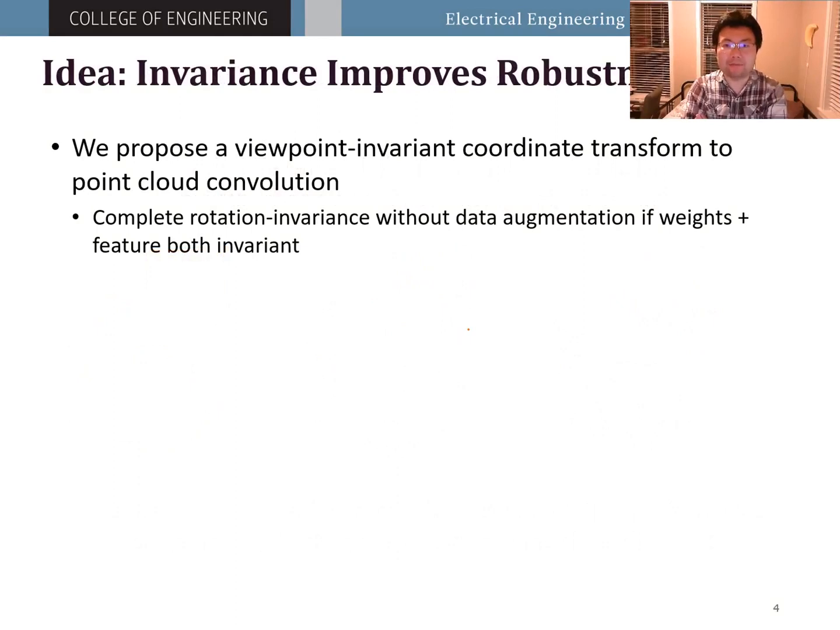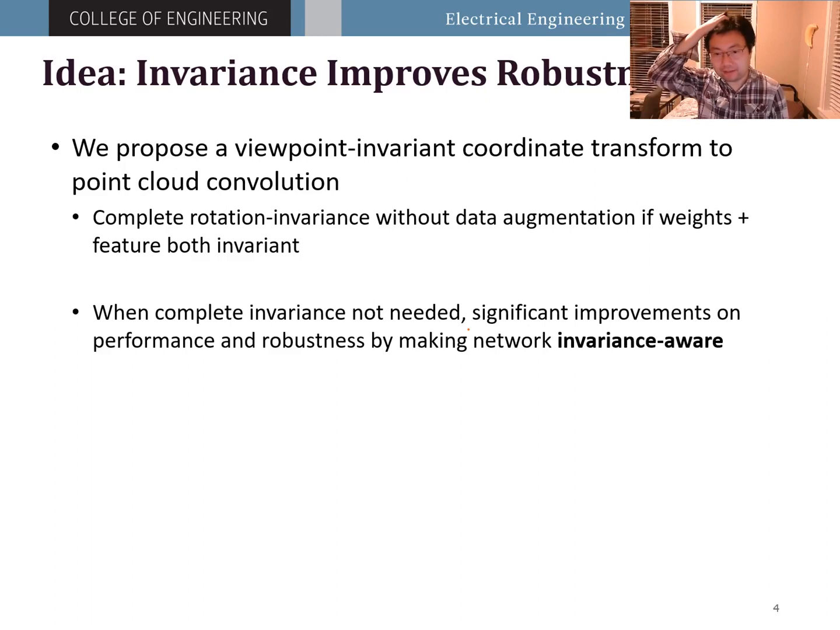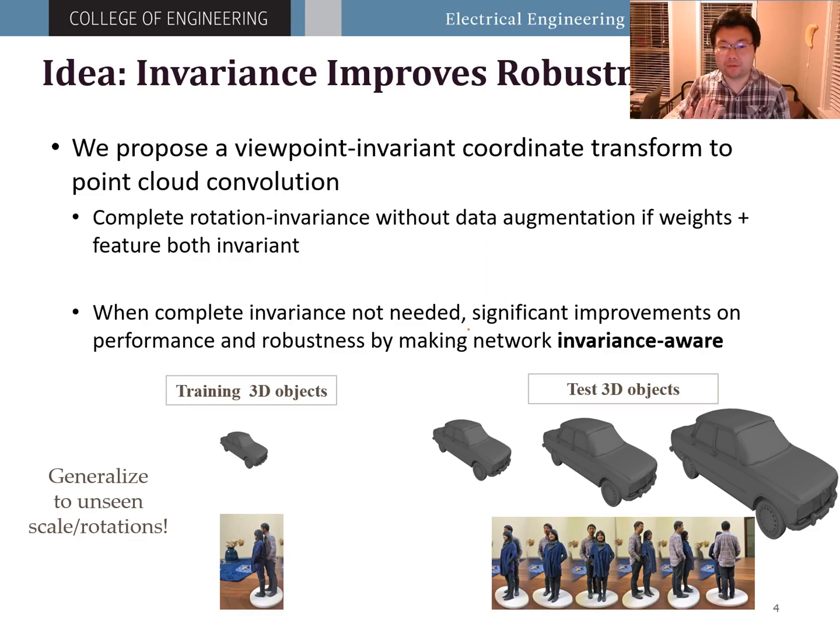Our idea is that we could incorporate viewpoint invariance to improve robustness to the k-nearest neighborhoods. We propose a viewpoint invariant coordinate transform to point cloud convolution, which serves two purposes. When the weights and features are both invariant, we can achieve complete rotation invariance without any training time data augmentation. On the other hand, when complete invariance is not needed in realistic cases, we make significant improvements on performance and robustness by making the network invariance aware. We can use this to generalize to unseen scales and rotations at testing time.